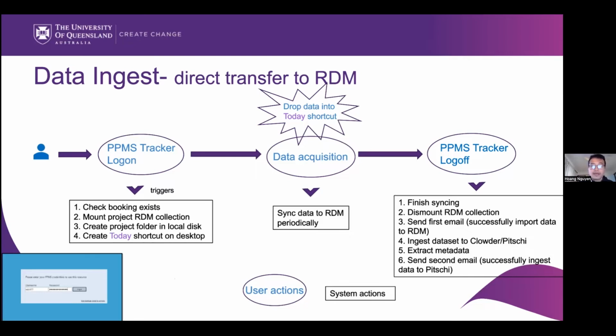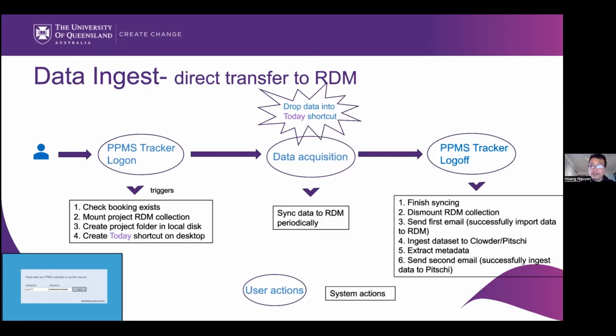And then it will create a project folder in the local disk, and then create a shortcut on the desktop. And then during the acquisition, the user needs to drop the data into that shortcut, which is then synced to the RDM. And when the session is finished, the user needs to log off from Tracker, which then finishes the syncing and dismounts the RDM collection. So at this time, it has finished the first stage, which is the data importing.